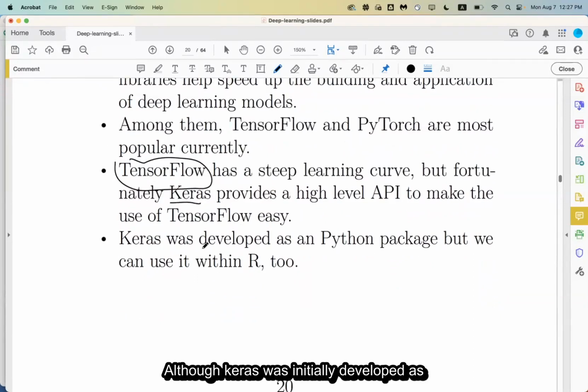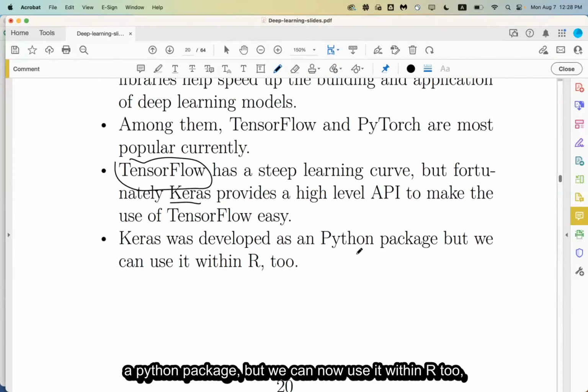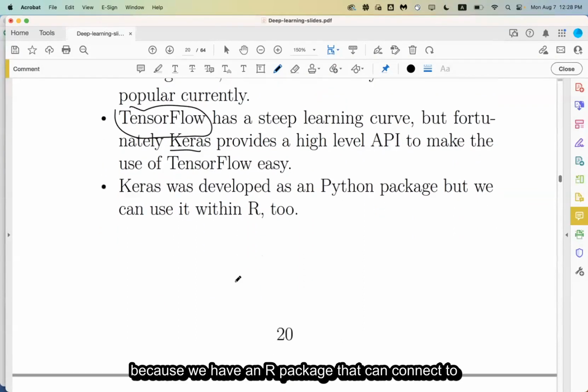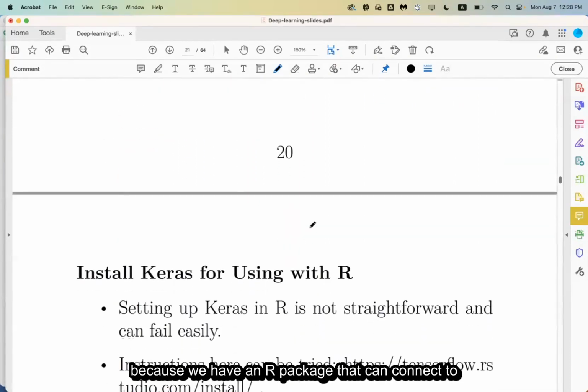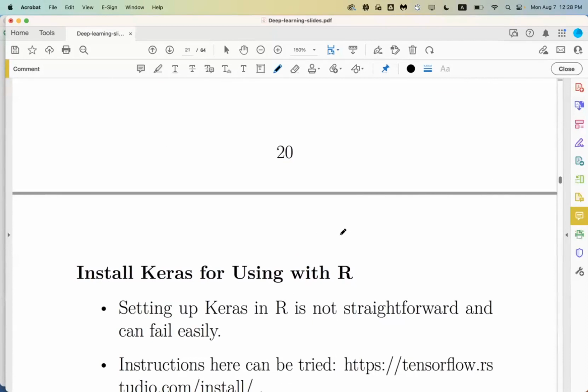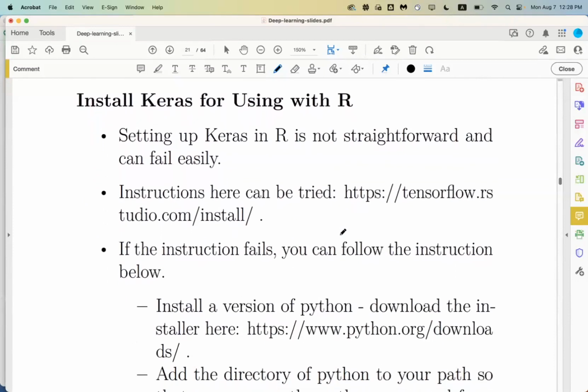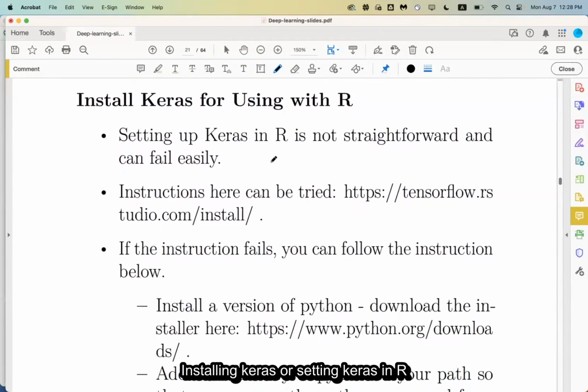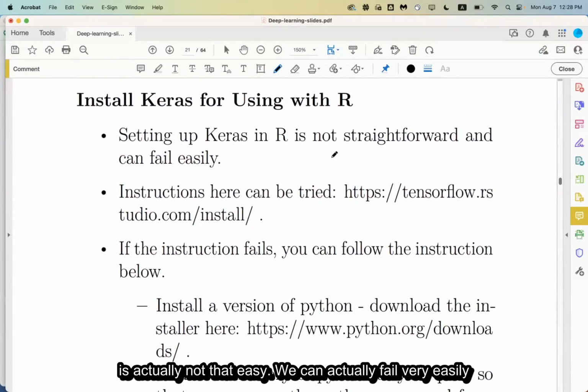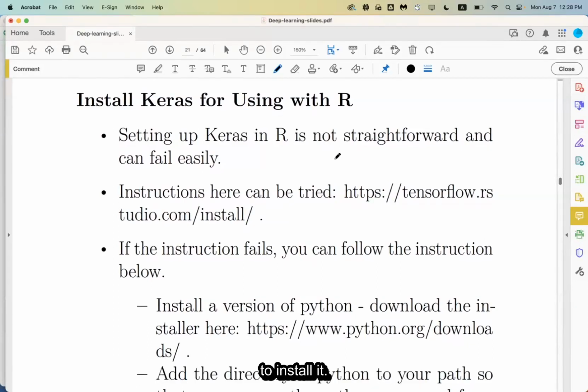Although keras was initially developed as a Python package, we can now use it within R because we have an R package that can connect to keras. Installing keras or setting up keras in R is actually not that easy. We can actually fail very easily to install it.